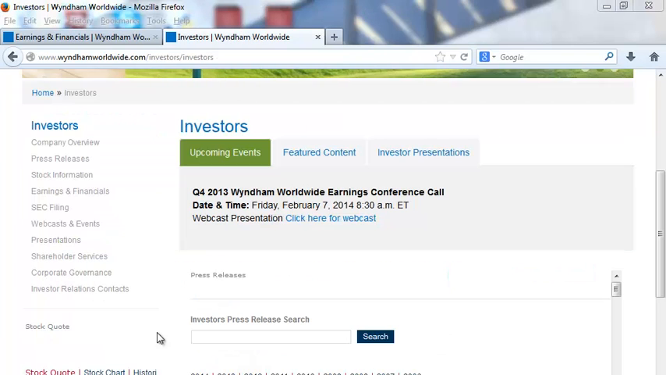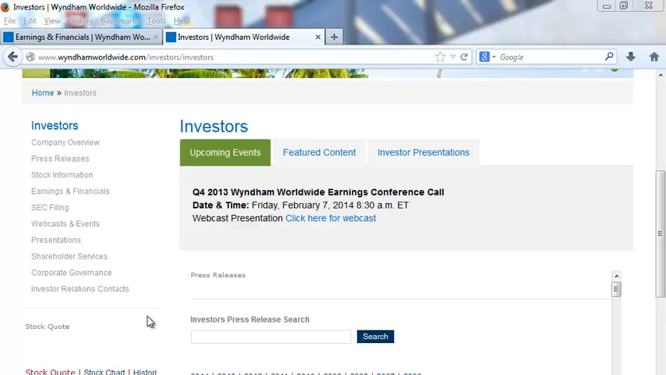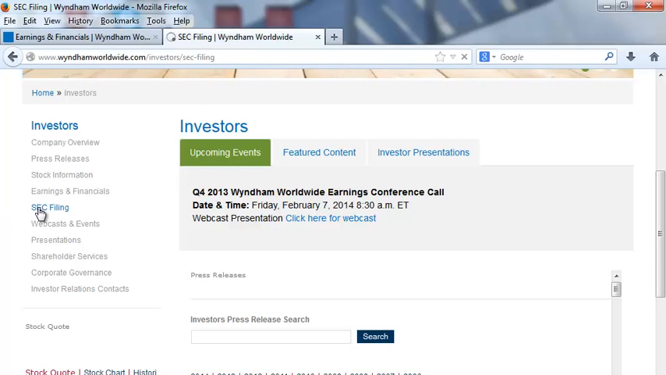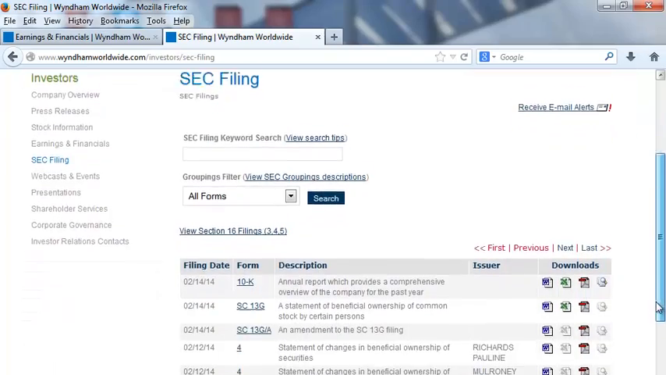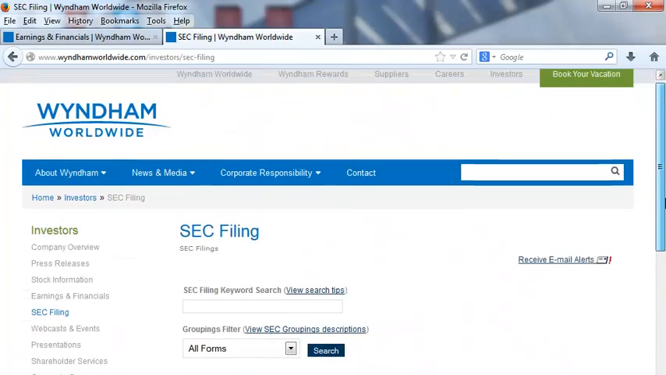Going back to our investors page, companies often present on their websites the documents that they file with the SEC and that are posted in the EDGAR database at www.sec.gov. So here you can see the SEC filings for this company.